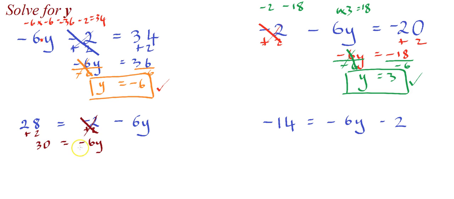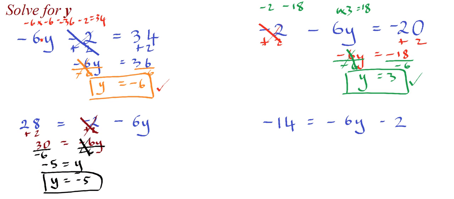Let's cancel out the minus 6 times y. We want to cancel out multiplying by minus 6, so we divide by minus 6. We do the opposite of multiplying by minus 6, and we do that to both sides. That cancels out the minus 6's on the right. We're left with a y. And on this side, 30 divided by minus 6 is minus 5. So we now know the value of y is minus 5.